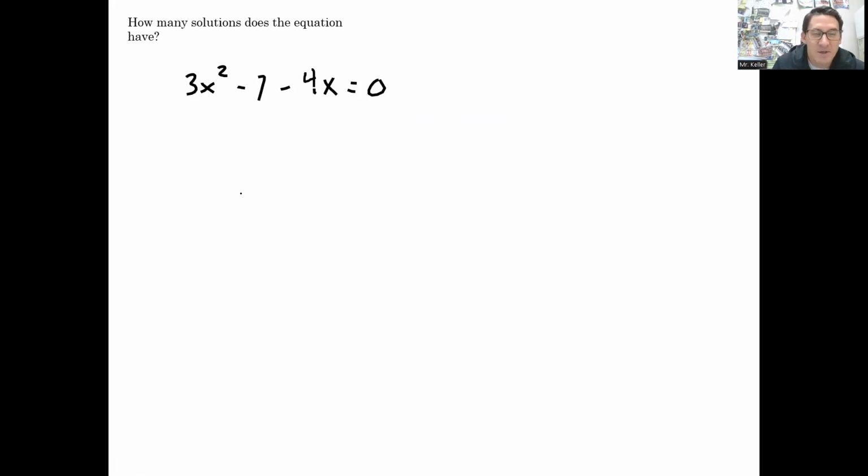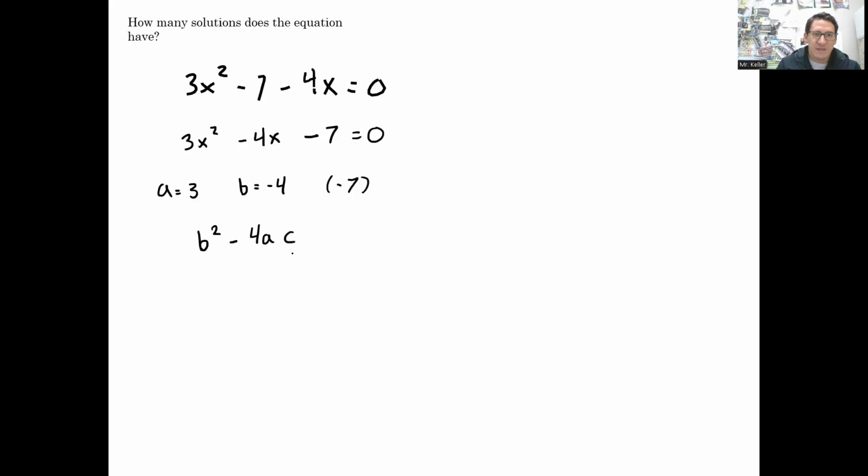Pay attention to here. How many solutions does this have? This is out of order: 3x squared minus 7 minus 4x. I almost caught myself with that one. So it should be 3x squared minus 4x minus 7 in the correct order. It should go x squared, x, and then no variable. And so now when we identify our a, b, and c, it makes it a little bit clearer, right? Again, the discriminant is b squared minus 4ac.